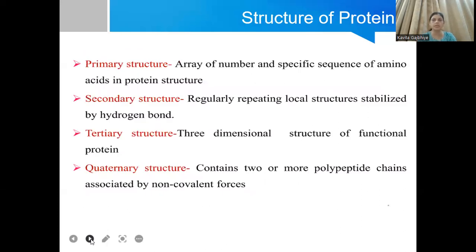Now if we look at the structure of protein, proteins are available in four different kinds of structure: primary, secondary, tertiary and quaternary. Primary structure is an array of a specific sequence of amino acids in the protein, available in a linear form. Secondary structure is a regularly repeating local structure stabilized by hydrogen bonding. Tertiary structure is the three-dimensional structure of functional proteins, where we can see the protein in a three-dimensional manner. Quaternary structure contains two or more polypeptide chains associated by non-covalent forces.